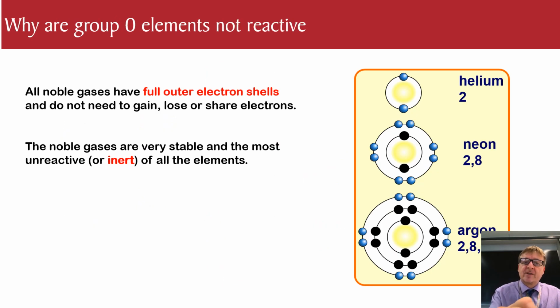Okay, the final group is group 0. Group 0 can sometimes be called group 8. Group 0 elements are not reactive at all. If you think about helium, it's got 2 electrons in its outer shell, which means it's full, it's happy. It doesn't want to gain any, doesn't want to lose any. Neon has got 8 electrons in the outer shell, a full shell. Argon has also got 8 electrons in its outer shell, a full shell. So the reason why group 0 elements are not reactive is because they have full outer shells and they are often called inert.